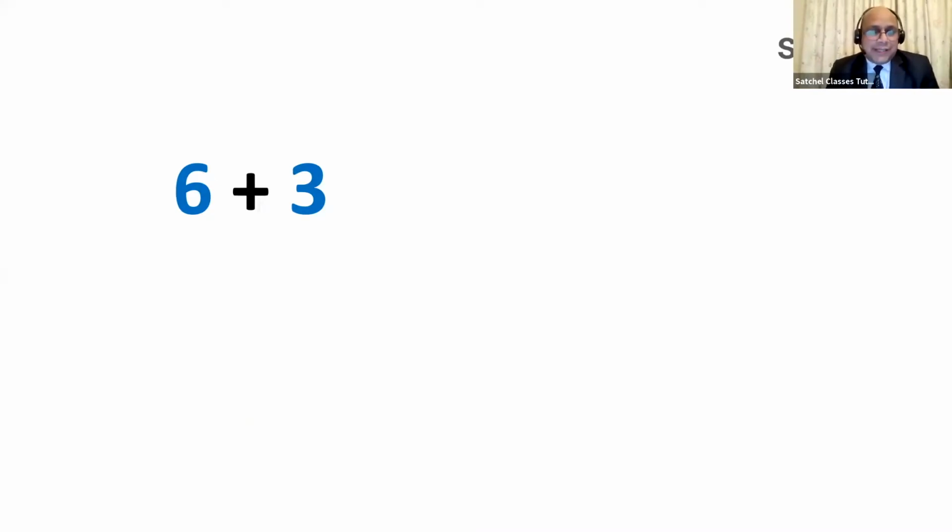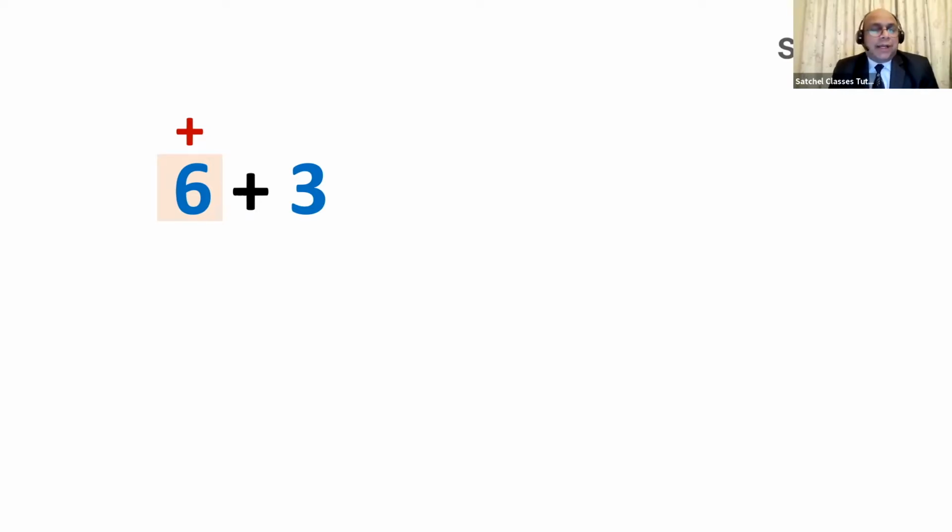The first number has a magnitude of 6. And because there's no sign preceding it, remember the sign will always precede the number, it is a positive number. Because there's no sign preceding it, it's a positive number. Remember, numbers without any tail are positive. What about the second number?